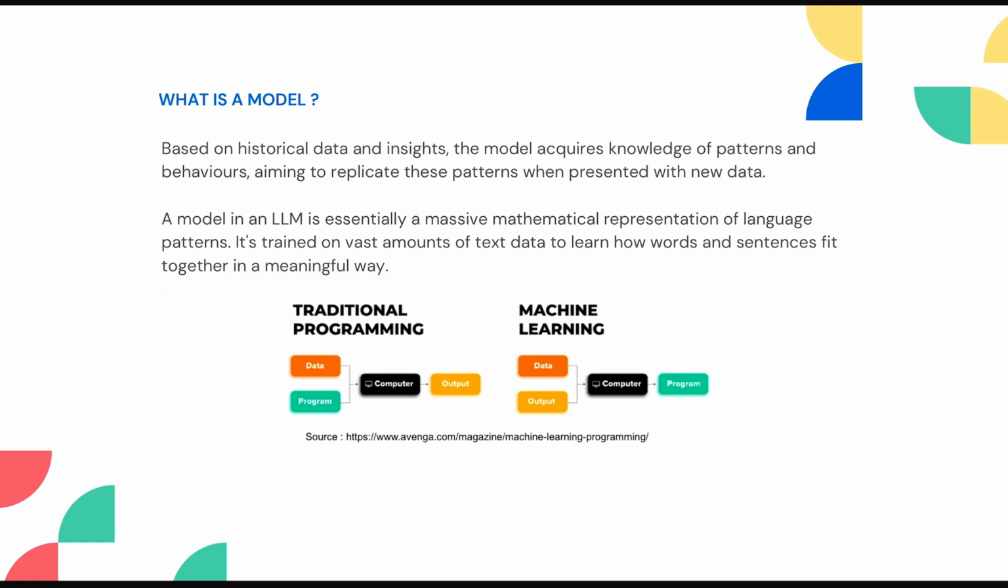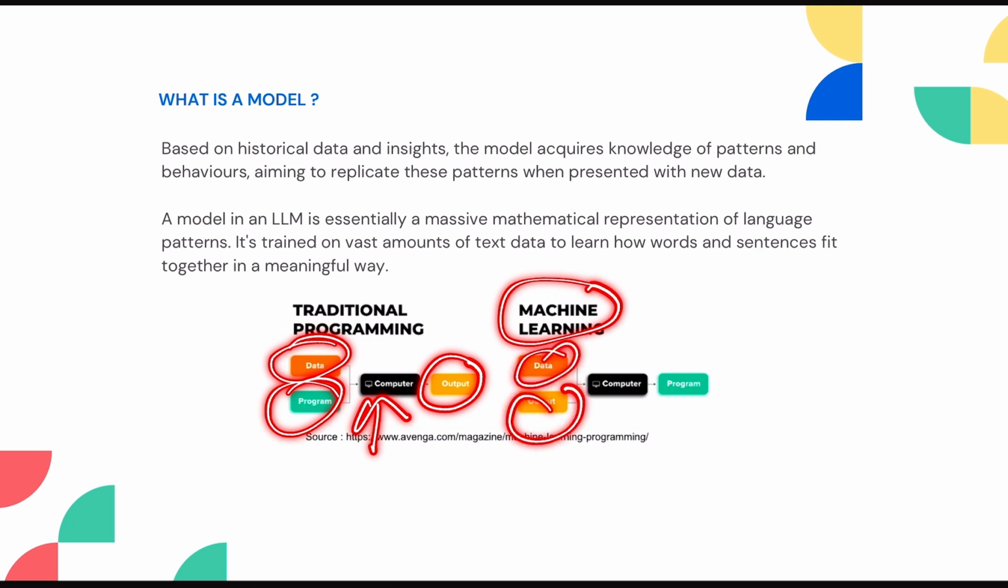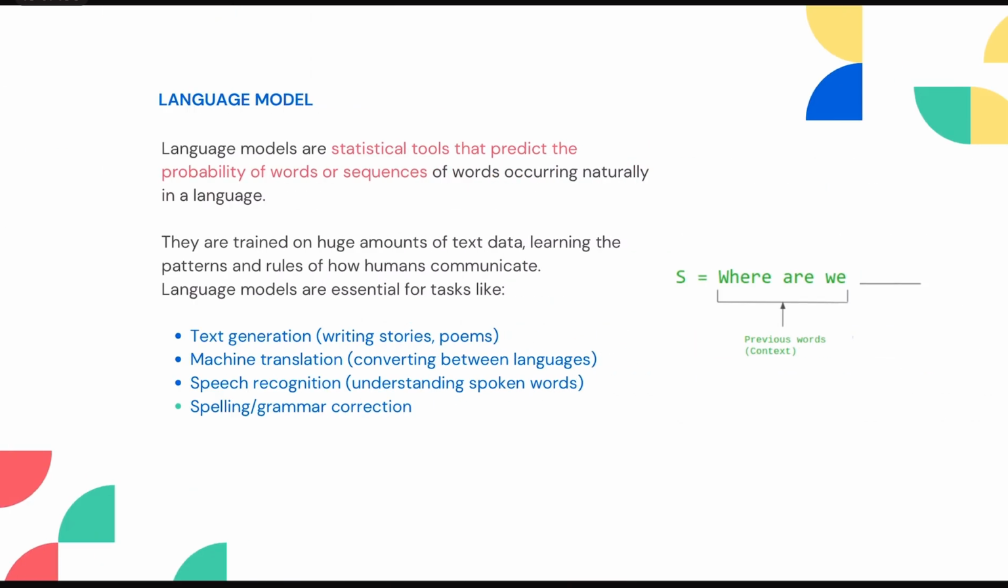In traditional programming, we have data and a program, or computing logic, and that gives you an output. In machine learning, you have data and output, which the model learns from, and that gives you the program. That can basically be a new program as well.